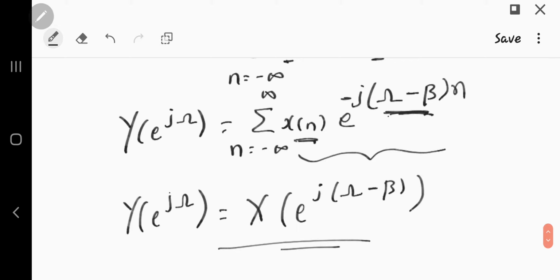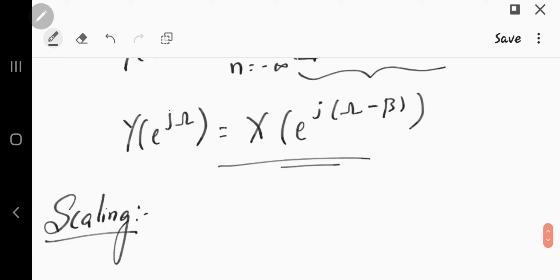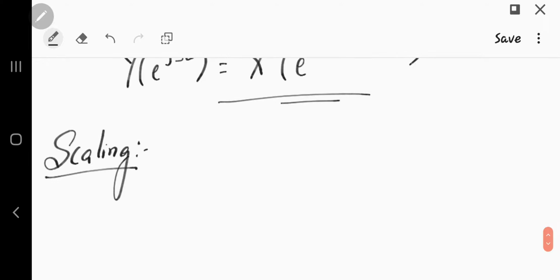So this is the proof for frequency shift here. Okay. So the next property is scaling here. Frequency shift is nothing but the shifting happens only in the frequency domain. Okay, so that is the meaning of this. So let's come to the scaling here.